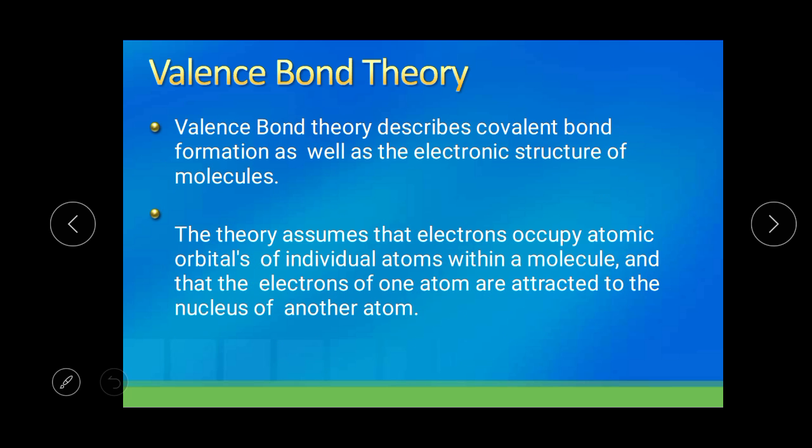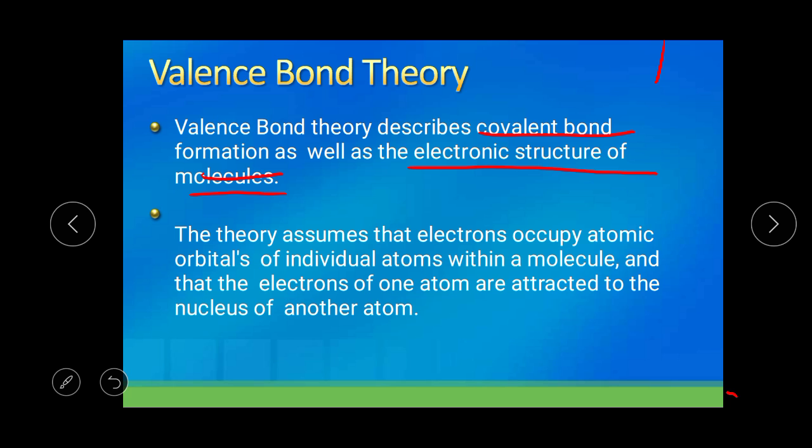And using this valence bond theory, we can describe the covalent bond and electronic structure of a molecule. Based on this valence bond theory, we can understand what type of covalent bond will be there, and the electronic structure of the molecule.